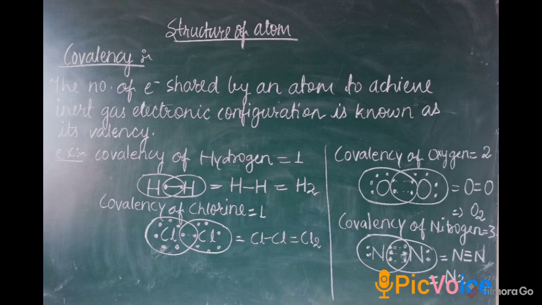Now next, the covalency of oxygen is 2 because it can share 2 pairs of electrons to achieve the inert gas electronic configuration. Now next, the covalency of nitrogen. The covalency of nitrogen is equal to 3 because it can share 3 pairs of electrons to stabilize itself or to achieve the inert gas electronic configuration.